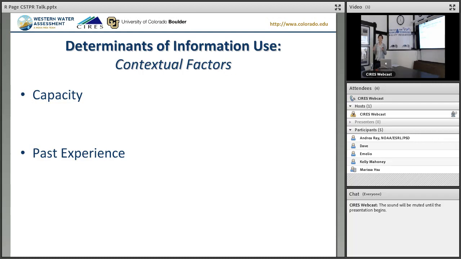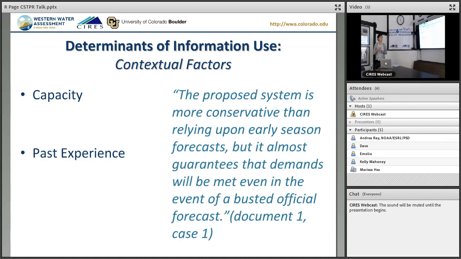It's just an example of how their past experience using information and managing drought was really propelling them to change their behavior. So this manager said, and this was an internal memo that they shared with me that documented their reasoning for changing their operational model.